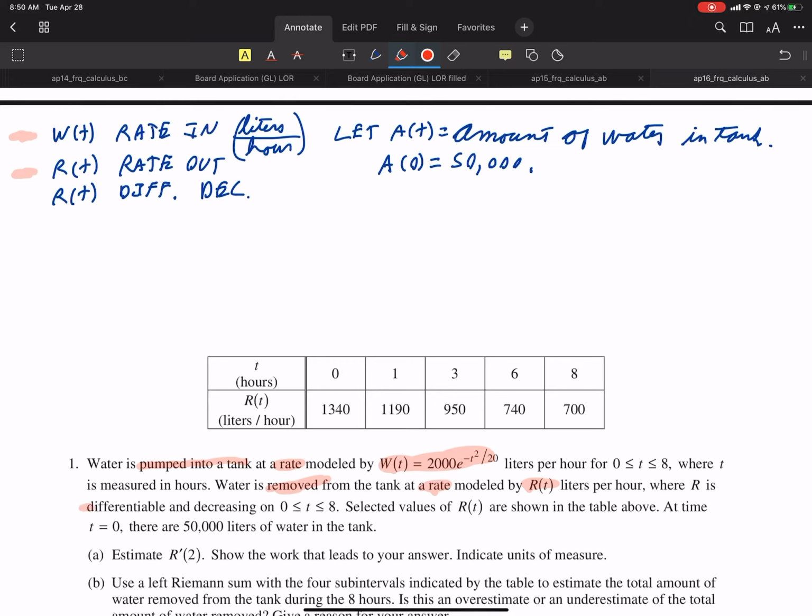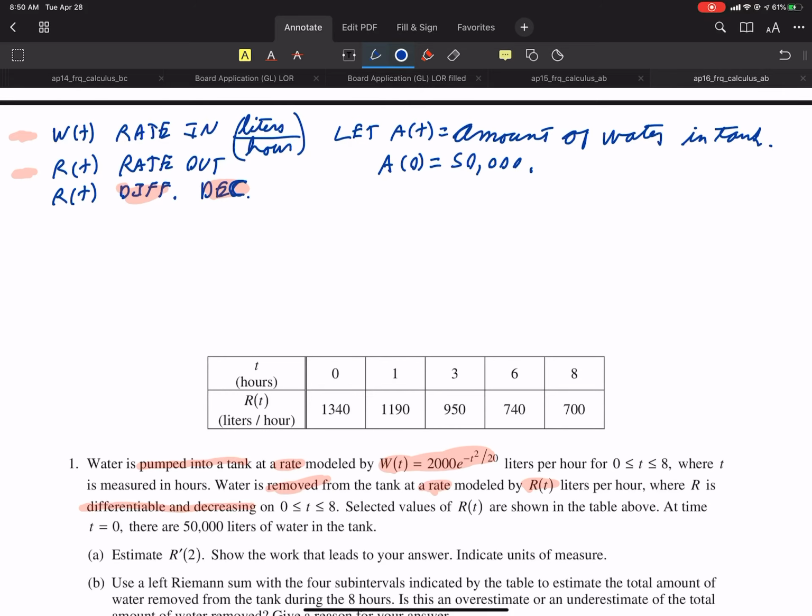R is differentiable and decreasing. So I wrote those two things here. It's important to annotate, just pull out important information. That way it's kind of in your brain. You're going to remember it better, and you don't have to reread your question again.